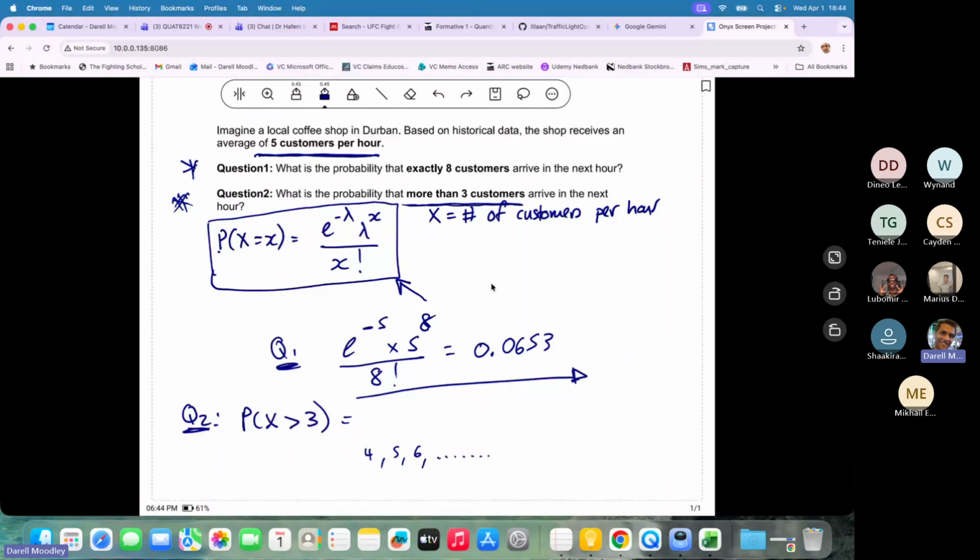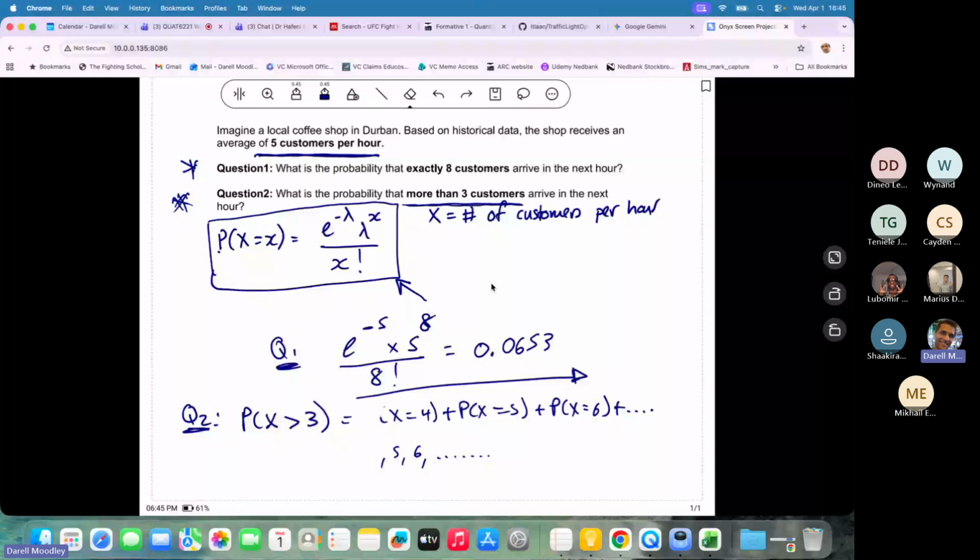Now, there's no way I can work out the probability for each of them. That is the probability of x equals 4 plus the probability of x equals 5 plus the probability of x equals 6, all the way to infinity. You'll never finish this and you'll never be able to do it in time. It's just impractical. We need to figure out a shortcut to give us the answer, and that's why we're going to use what we call the complement rule.